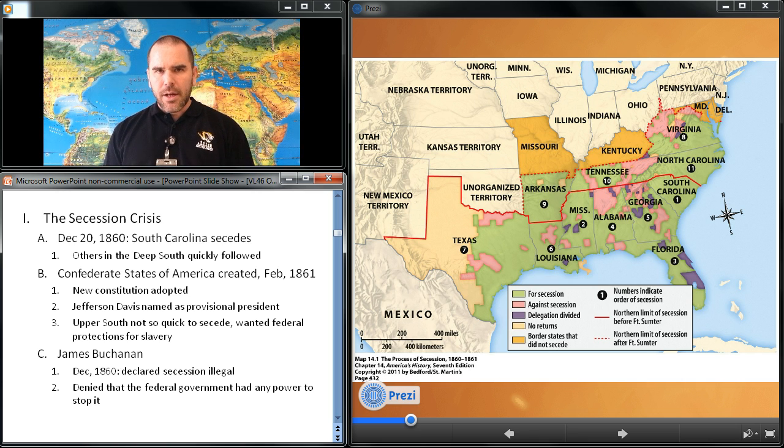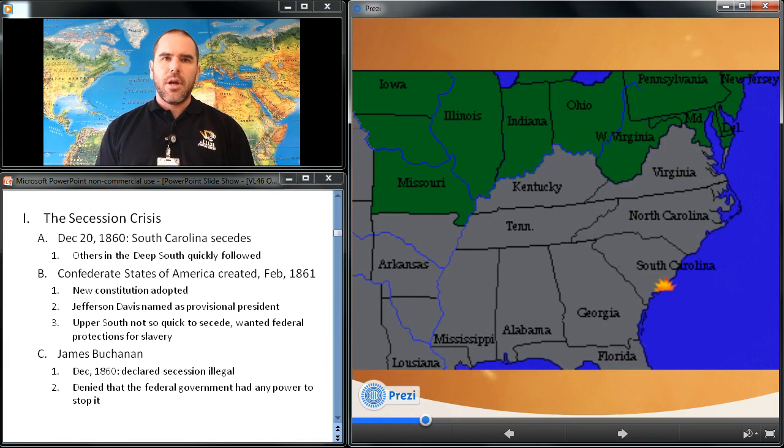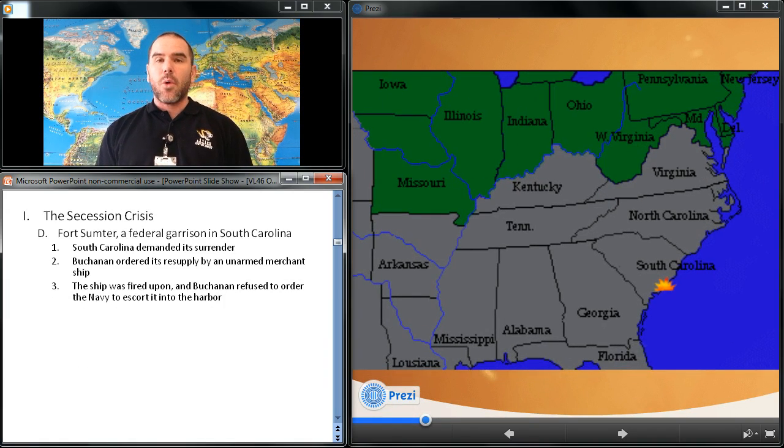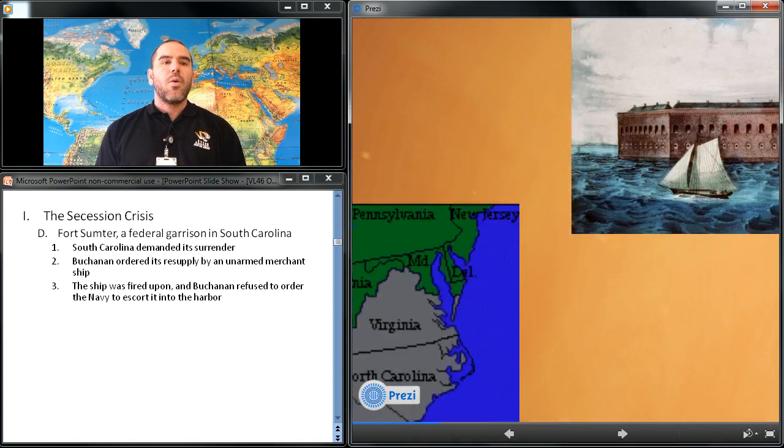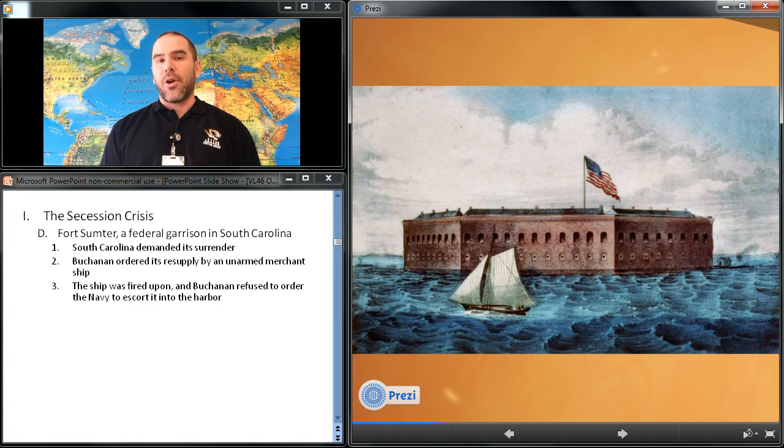South Carolina, as I mentioned earlier, demanded the surrender of Fort Sumter, which was a federal garrison located in Charleston Harbor in South Carolina. In response, President Buchanan ordered the resupply of the fort by an unarmed merchant ship. When South Carolinians fired on the ship, Buchanan refused to order the Navy to escort it into the harbor.